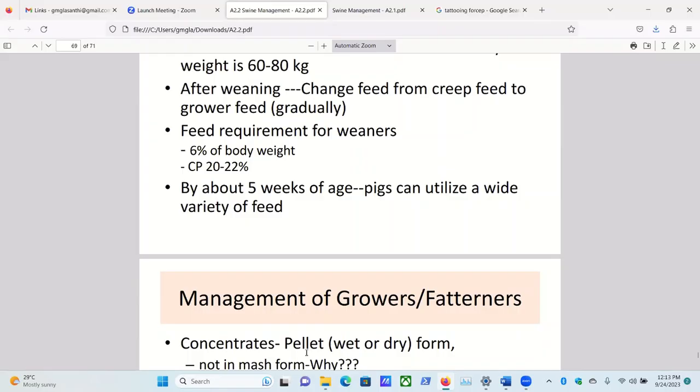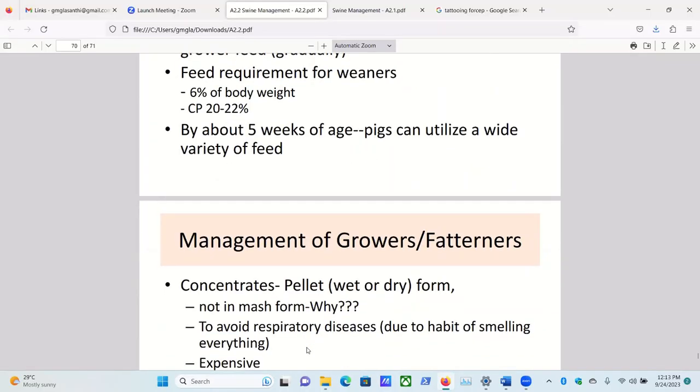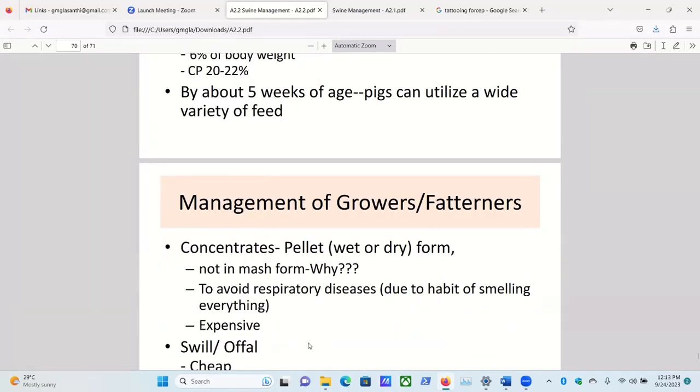And the protein content of this diet is very high. 20 to 22% protein should be there. Because these are very little fellows, they have to grow well, and the growth rate at the initial stage is very high.